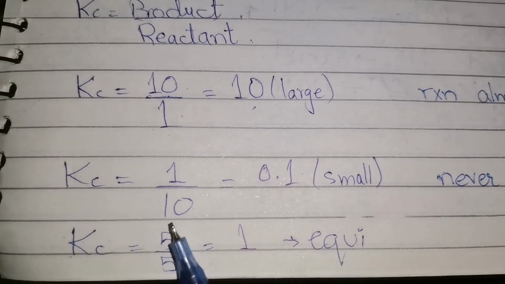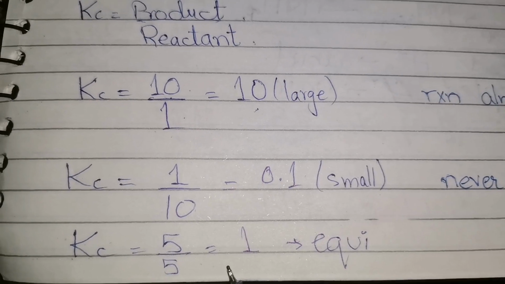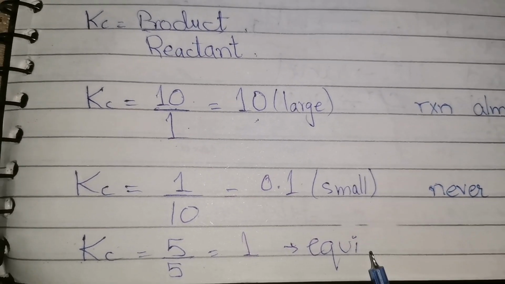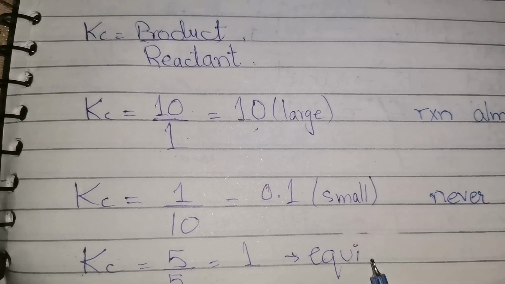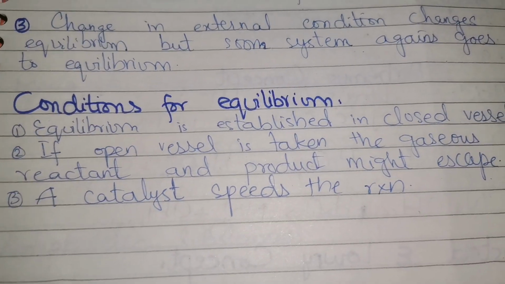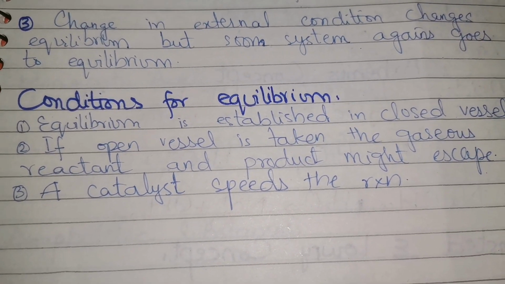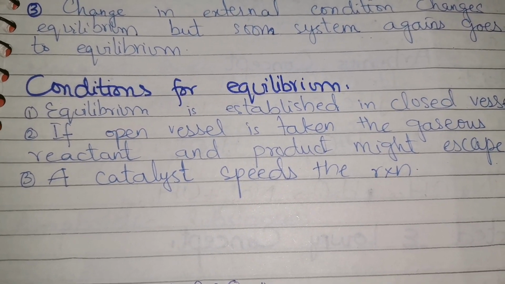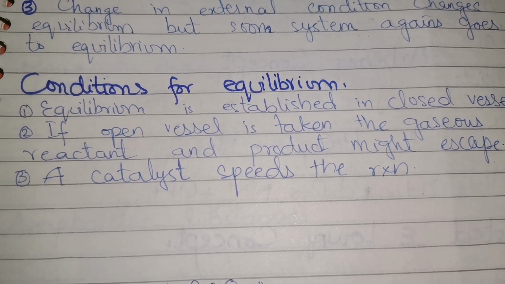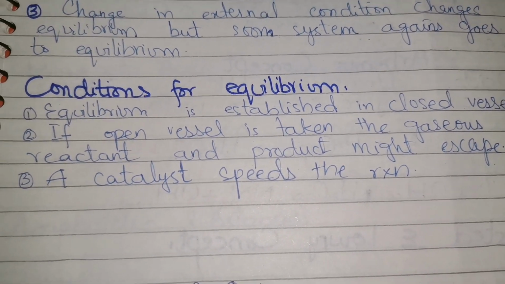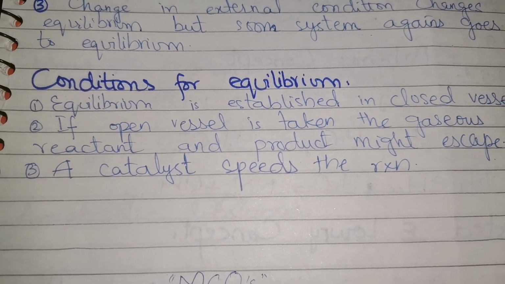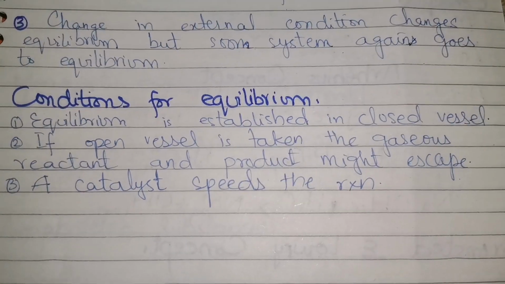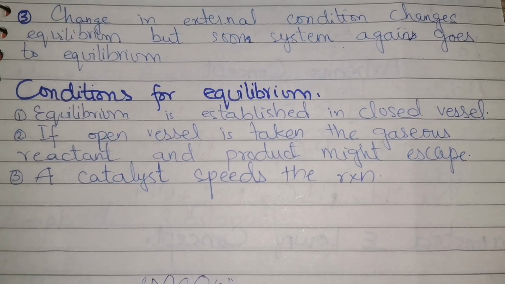Now, the other case is when the product is 5 and the reactant is 5, both are equal. We get an answer of 1. It means that at this stage, equilibrium is established. Now the next point is: what is the effect of change of external conditions? When we change the external conditions of any reaction, the reaction will be disrupted due to a pressure change, temperature change or any other change. Soon the system again goes to equilibrium.